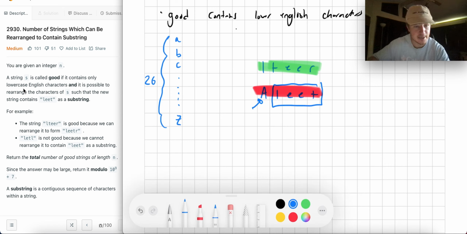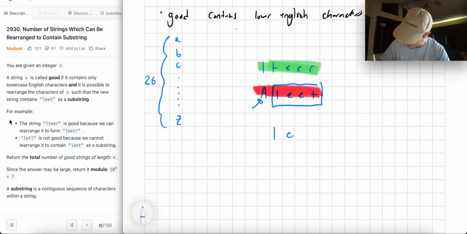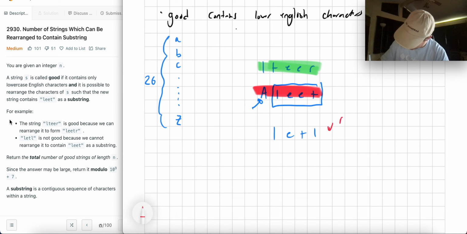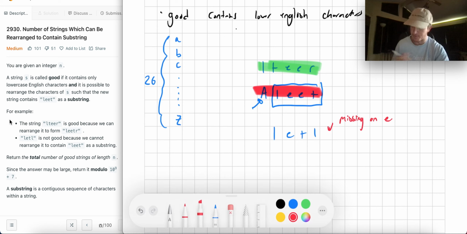All right, and then the final example here, we have L-E-T-L. So it's all lowercase, so that's good. But you'll notice that there's no way to rearrange this to make this work, right? Because we are missing an E. Okay? And that's kind of the first thing to think about in terms of the conditions of this problem.